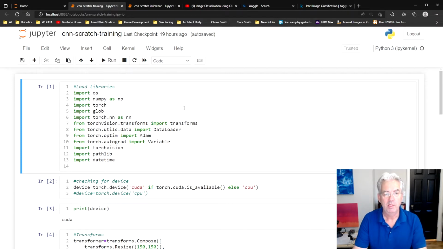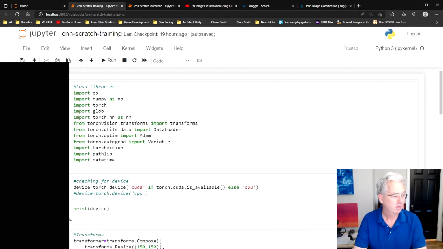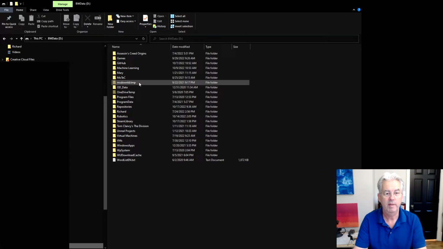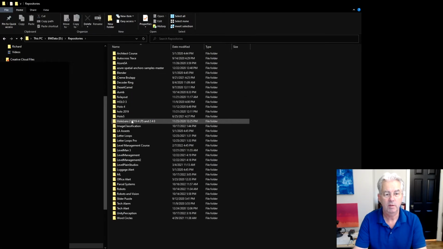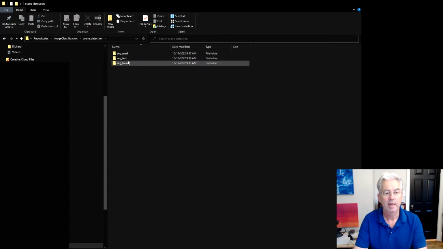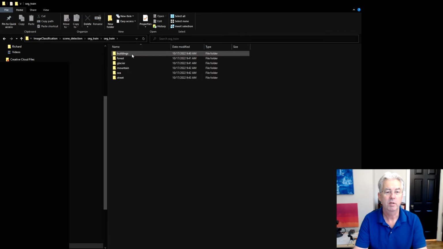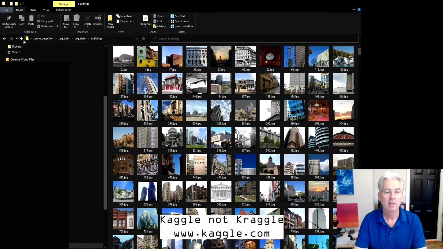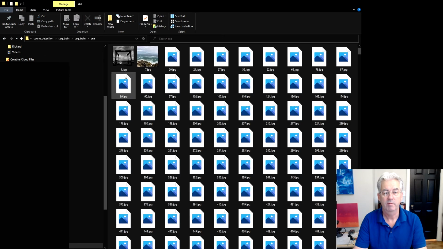So the first thing is, what are we actually trying to do here? Let me just move over to my File Explorer. And what you'll see here is robotics, image classification, scene detection. So we have these images of various things, and it's an image set that you can get off Kaggle, as it's called, just a site for getting these. It's various things, buildings, images of the sea.